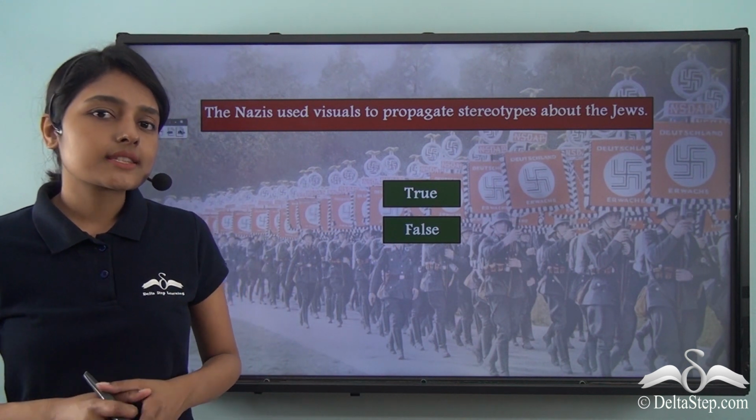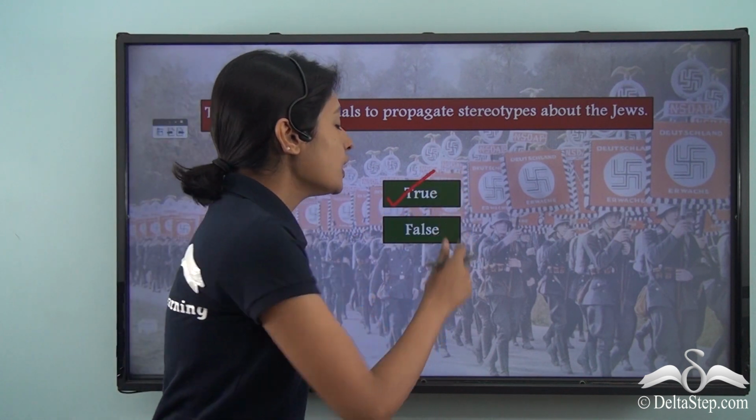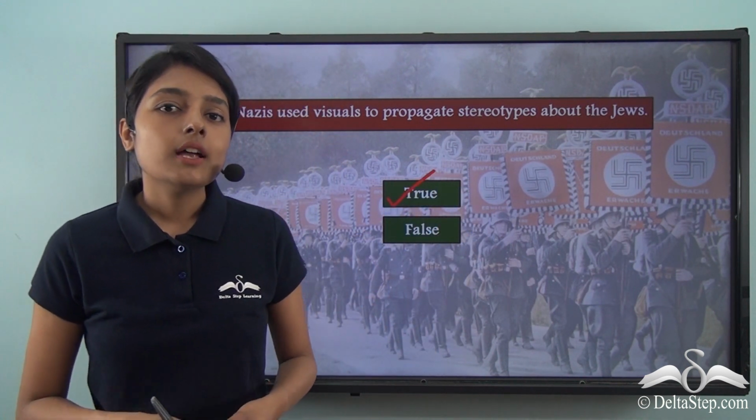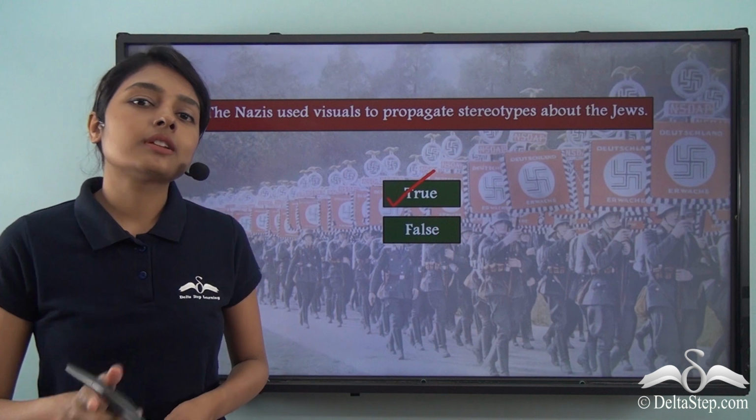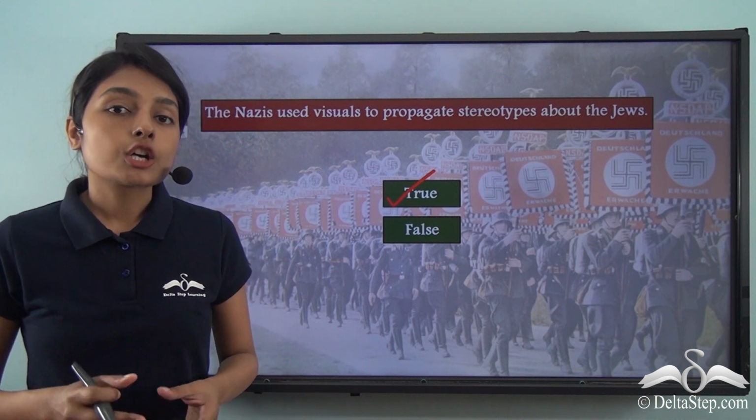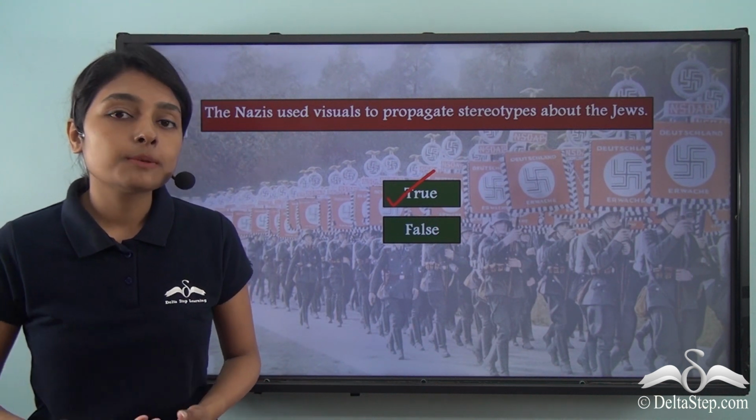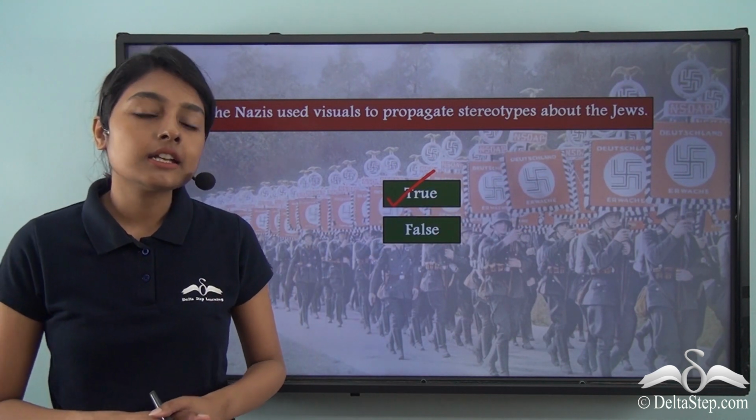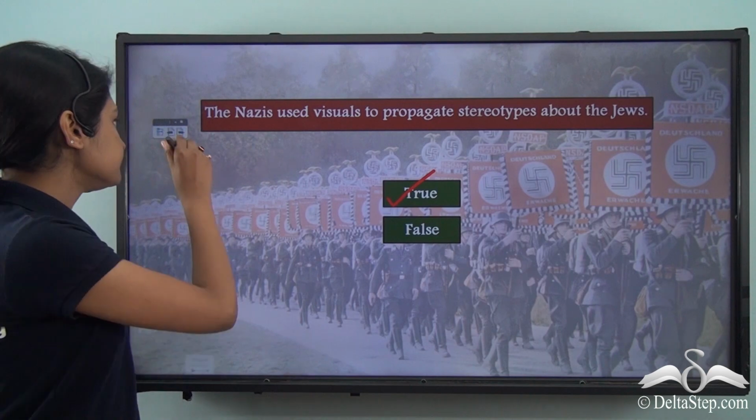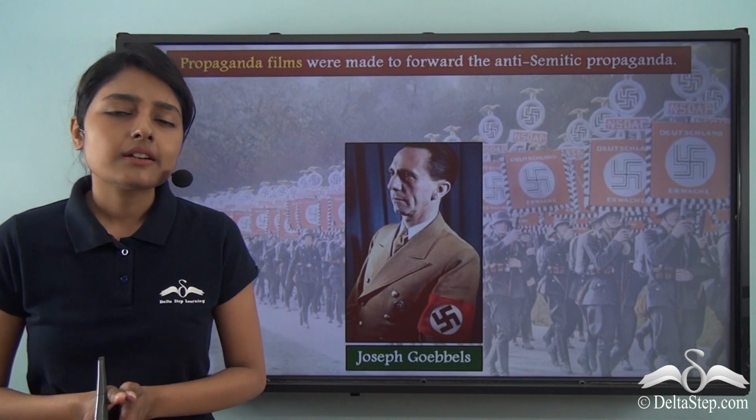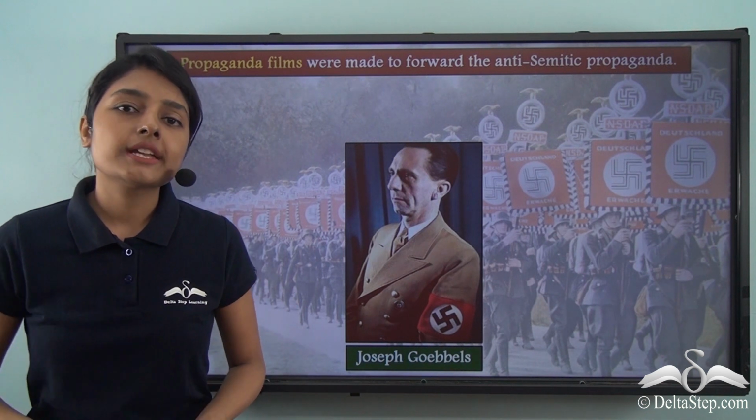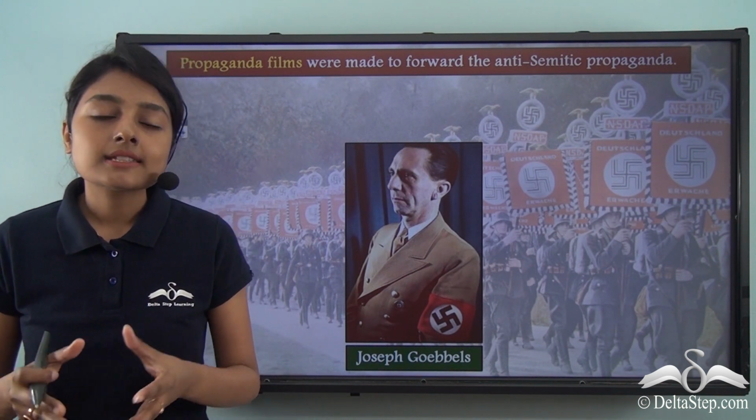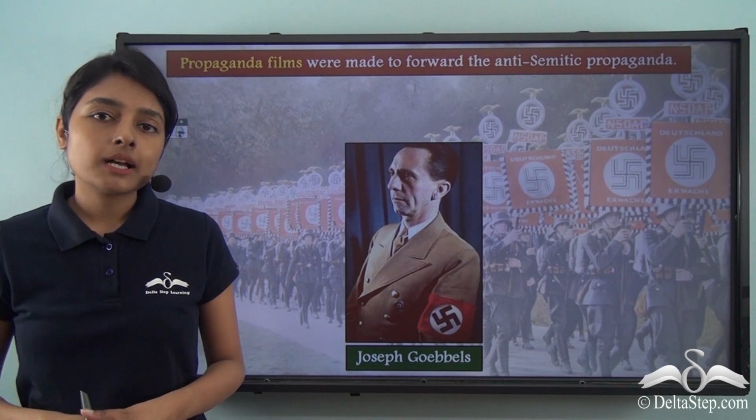Well, the correct answer is that this statement is true, because we just learned how the Nazis used both language and media, or to be very specific, visual media, to stereotype the Jews and vilify the undesirables. Hitler left no stone unturned in spreading anti-Semitic propaganda among the masses.